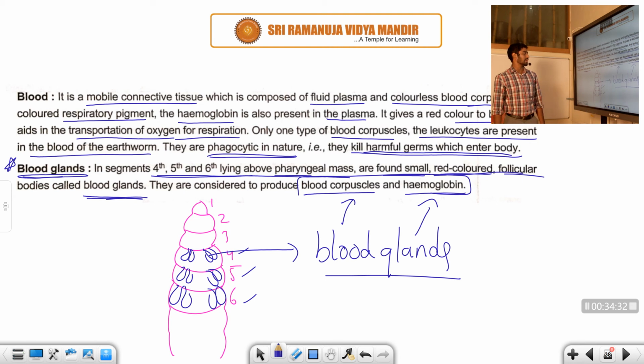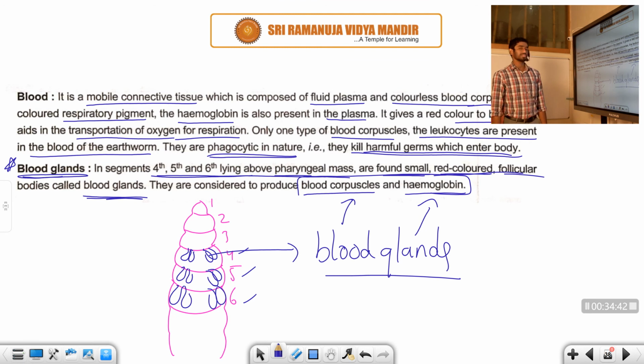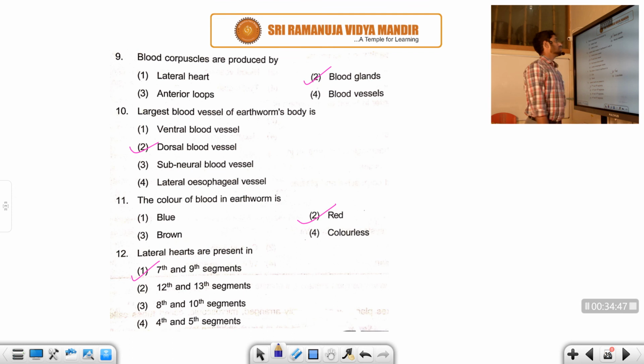So students, I hope today's class is clear. We talked about the blood and blood glands. This is the discussion about the circulatory system. Again I will recall. Let us see, this is a question, 4 questions.